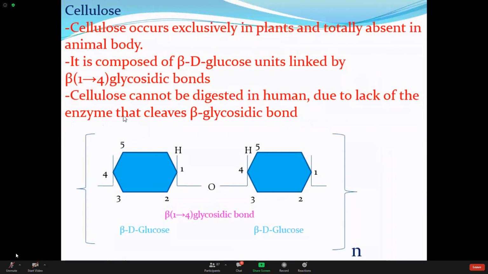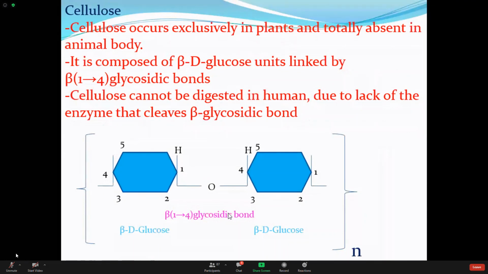But suppose cellulose, the leaves and grasses, they contain cellulose. So they have this particular beta variety of bond, and we cannot break these beta bonds. That's why when we eat grasses, we cannot digest them, because we cannot break this particular linkage.